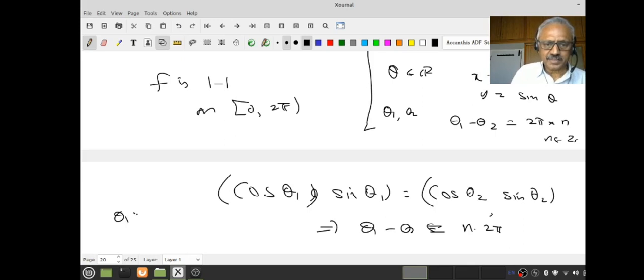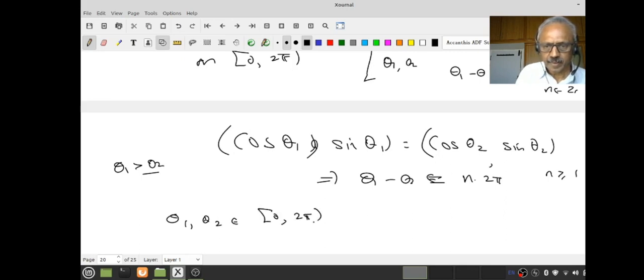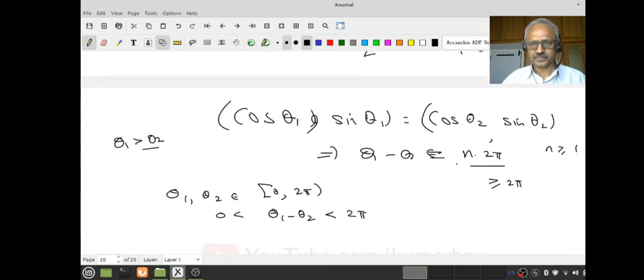If I assume that theta 1 is greater than theta 2, this is positive. Therefore n has to be greater than or equal to 1. But remember, theta 1 and theta 2 are in 0 to 2 pi. Therefore theta 1 minus theta 2 will be strictly less than 2 pi, assuming they are not equal. But this will be greater than or equal to 2 pi. So this contradiction shows this function is 1-1.